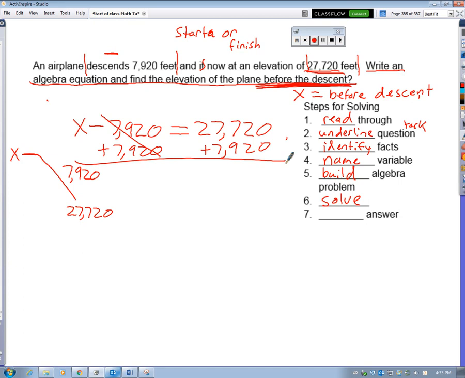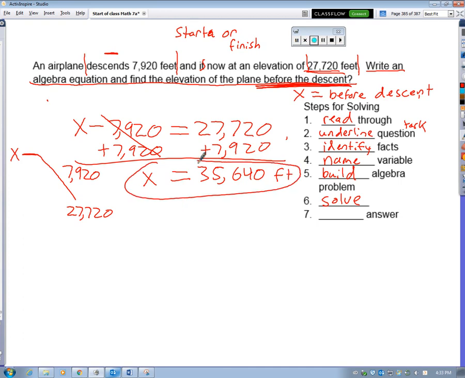Draw my line across. Bring down everything that's still left. My x is up there. I'm going to bring down my equal sign, and when I add those two together, that's going to get me 35,640 feet. Okay, there is our answer.